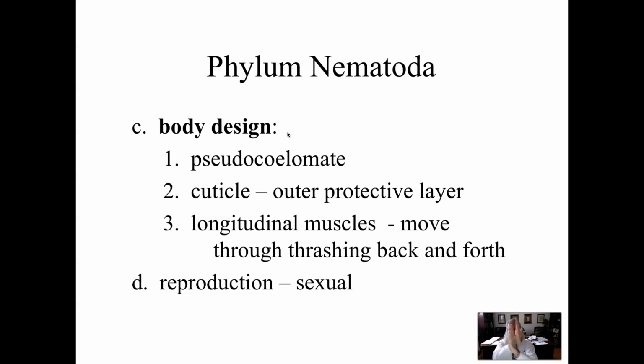So if the muscle fibers are running parallel to my hands, and I contract these muscles over here, it's going to cause the body to flip this way. And these on this side are relaxed. And if I reverse it and contract these muscles and relax the other ones, it's going to flip this way. So the way that the nematodes move is they thrash back and forth like this. And the reason they do that is they only have longitudinal muscle. Reproduction is sexual, so there are male and female nematodes.